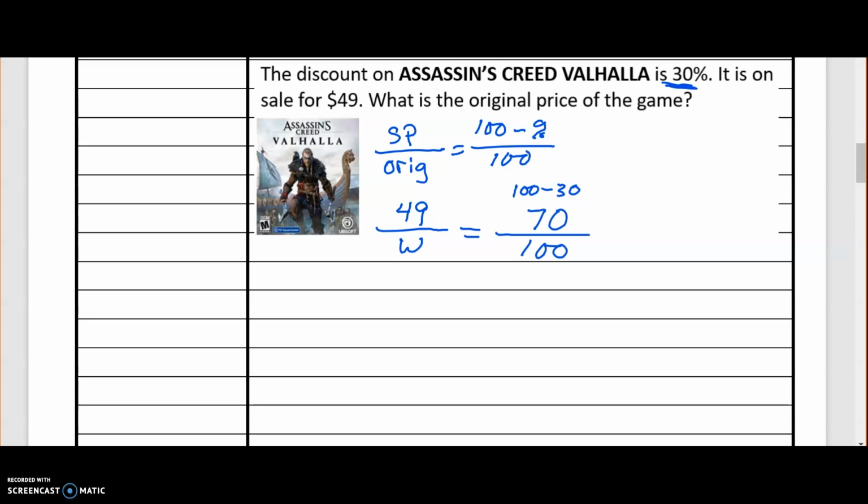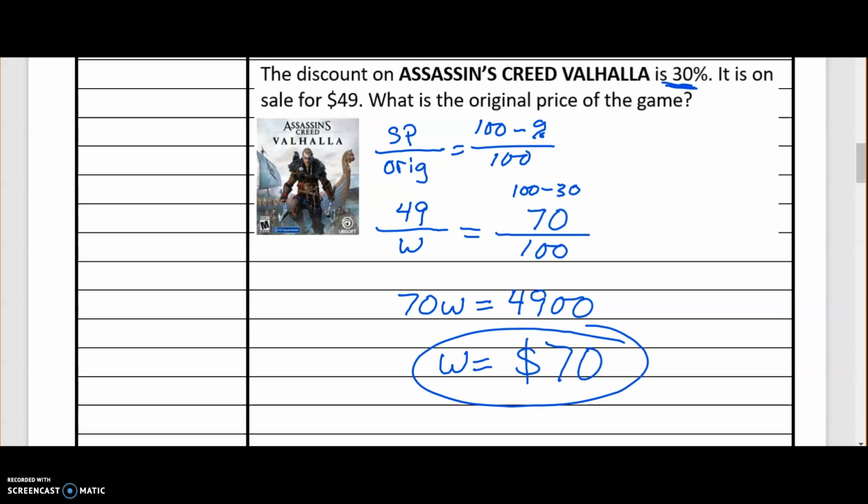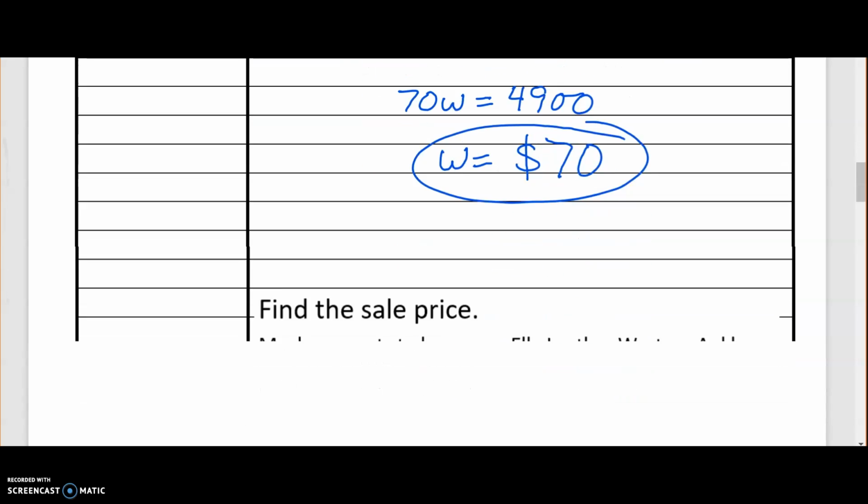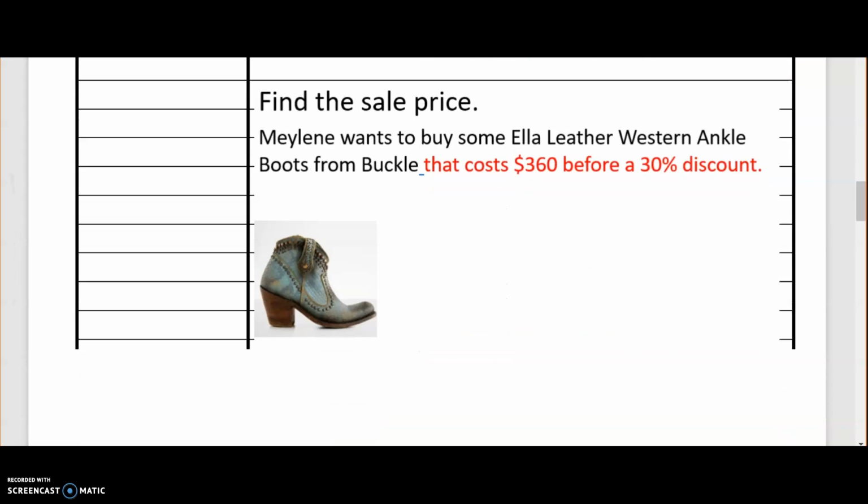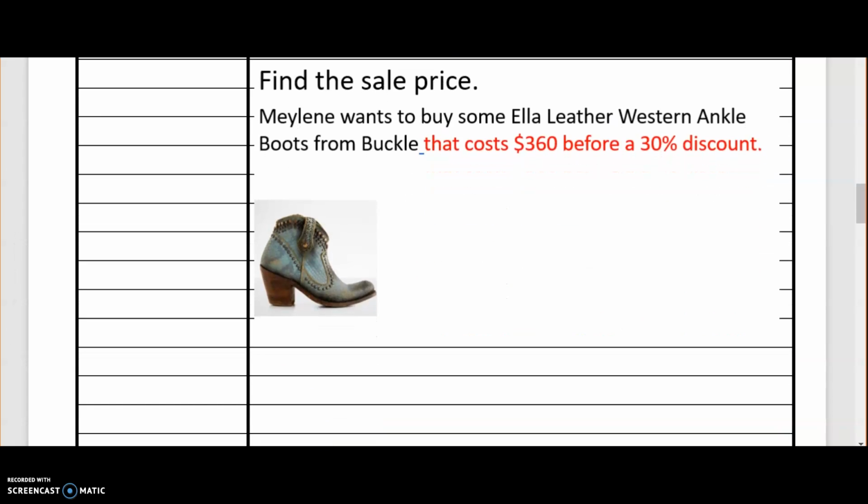So if we do our cross products, 70 times W is 70W. 49 times 100 is 4900. So if you take your calculator and go 4900 divided by 70, that means the cost was $70. So the original price, those video games are expensive. All right, let's try this one.